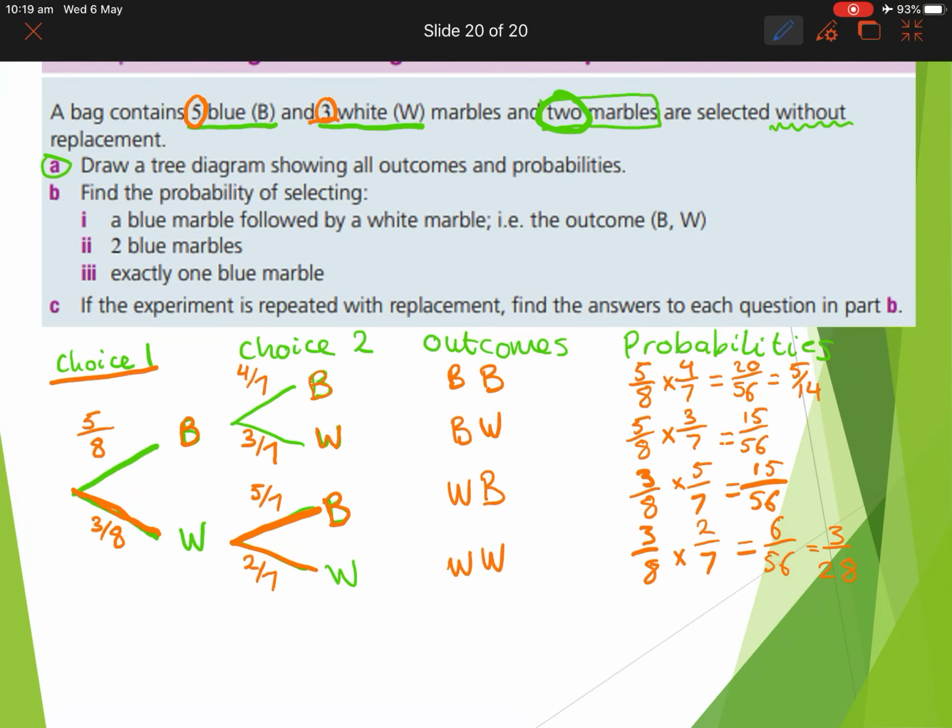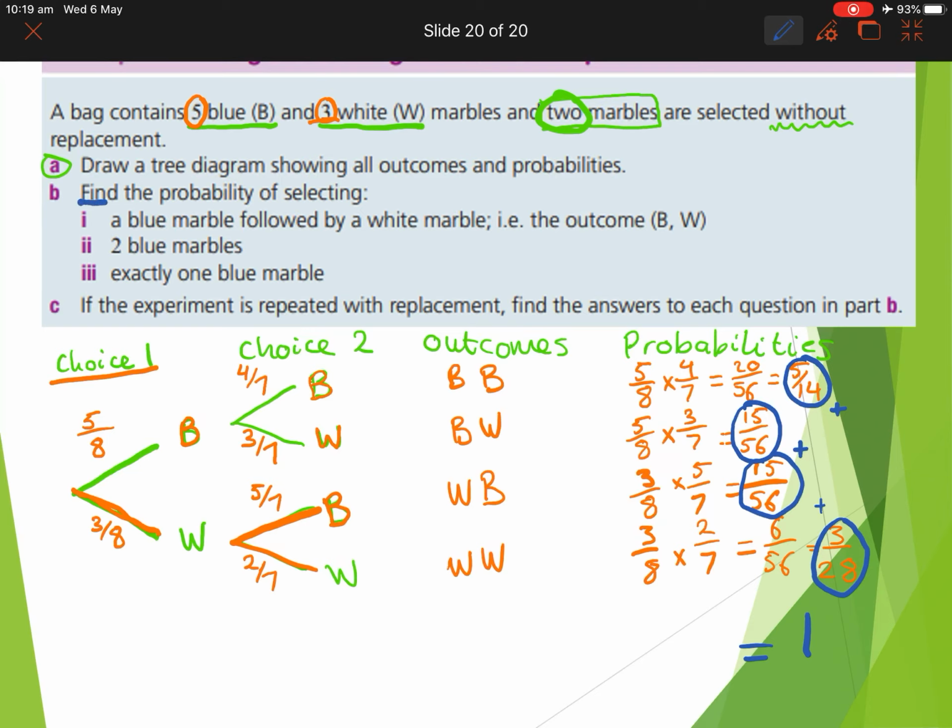Now, here's another extra little tip. To make sure that you've done it all correctly, if you add all of these probabilities, so on your calculator, put these probabilities and add them all together, it should equal 1. That's how you know you've got them all correct. Okay, so you can always try that.